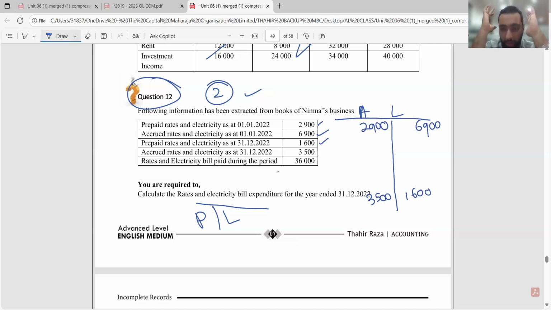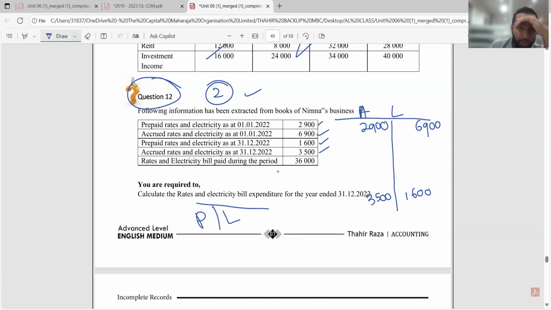Did you understand? Can you all please put a confirmation in the chat box? We are using the same account as asset account and the liability account. If you didn't understand, you should tell me. Right. So this one is also done.